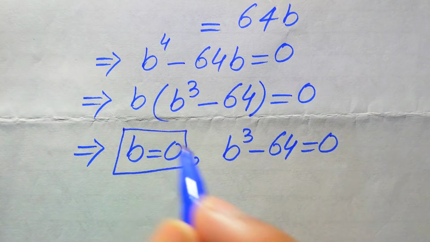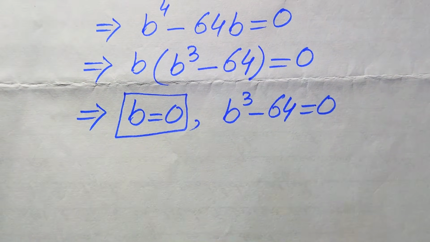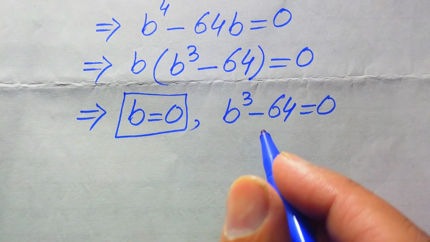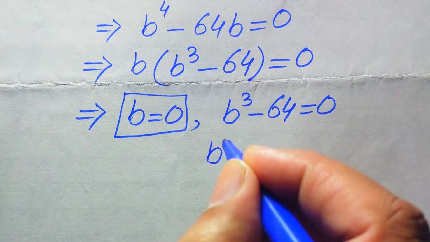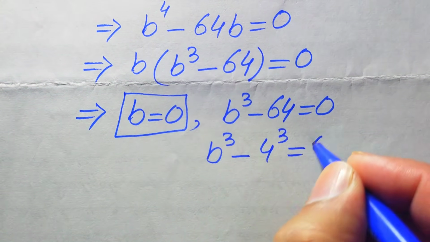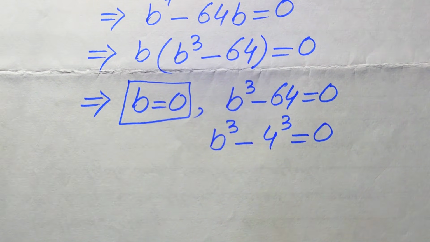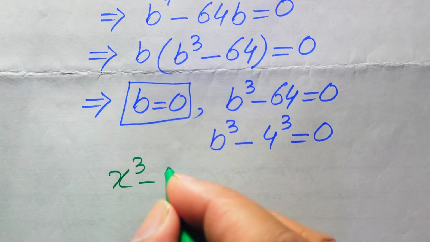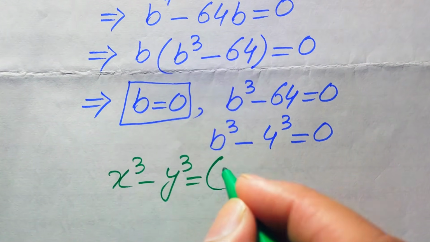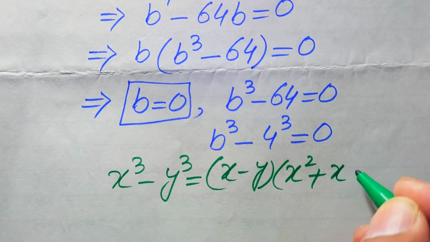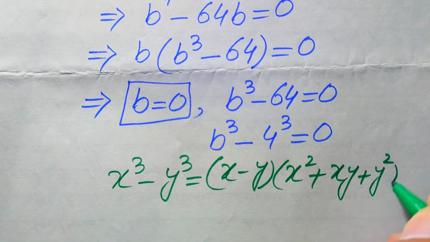So this is the first root of the given equation, and from here we need to use the cubic formula to solve this equation. But first we write this equation in cubic form. So we have b cubed minus, we write 64 as 4 cubed, and this equals 0. Here we first state the formula: if you have x cubed minus y cubed, it equals x minus y times x squared plus xy plus y squared.